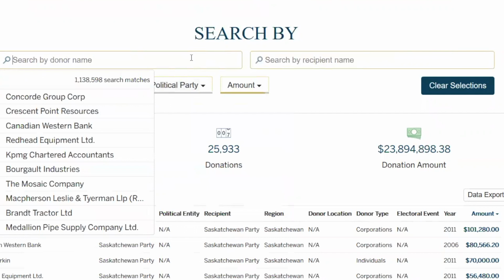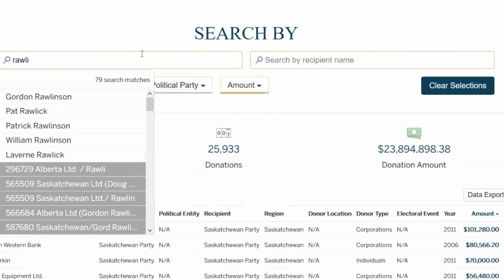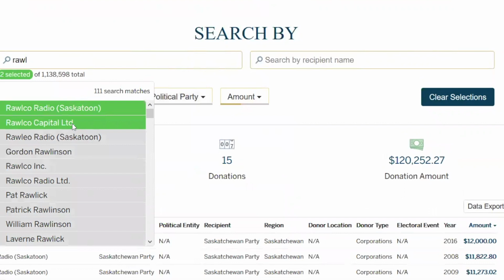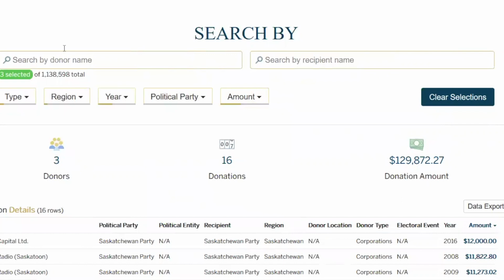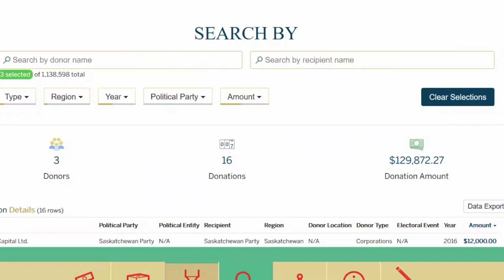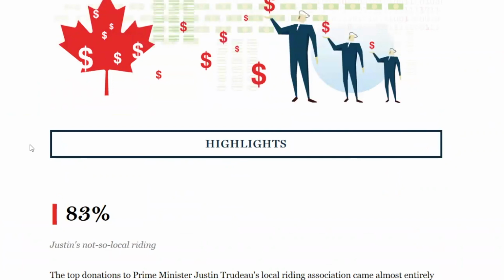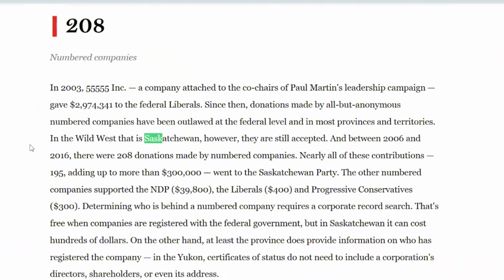For example, if you look up Rawlco Radio, which, as we're talking journalism, is one of the larger radio stations in the province, and sort of anomalous to most media companies, also one of the donors. Not only do they give through their own name, but if you go to the highlights section, you can see that they use a numbered company, which has been against the law at the federal level for about a decade now, but it's still okay here. Numbered companies are allowed to donate not only in Saskatchewan, but in Newfoundland and Prince Edward Island.